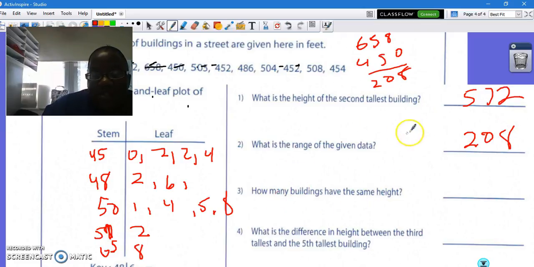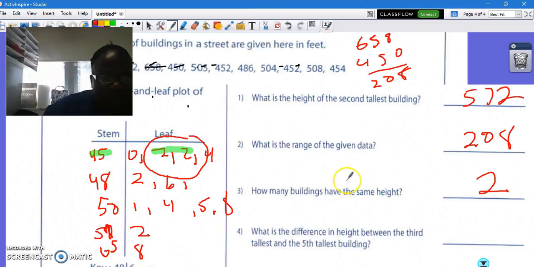How many buildings have the same height? All right, same height. So basically, we're looking for a mode, the most frequent number that we have in this set. All right, so if I look in the 45s, I have 452 twice. I have 454 once, or 482 once. So this one is going to be the mode because you can see that number there twice. So 452, okay. And how many buildings? I don't want to put 452. How many times do we see the mode? We see it twice.